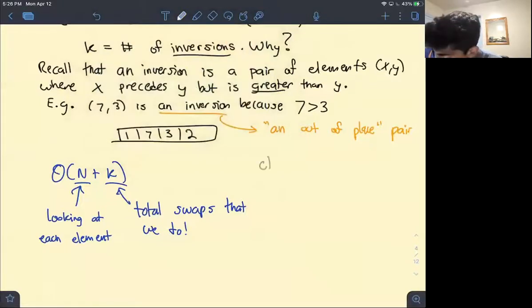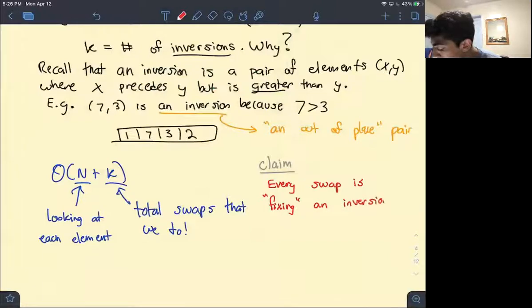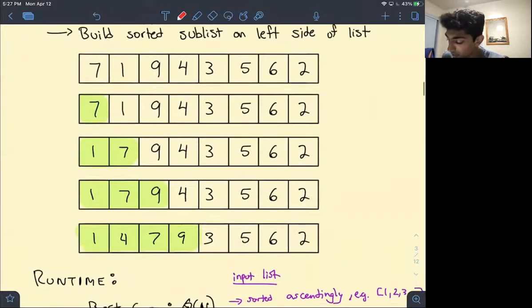So my claim is that every swap is fixing an inversion. Okay, so let's justify this claim by looking at our example that we had before.